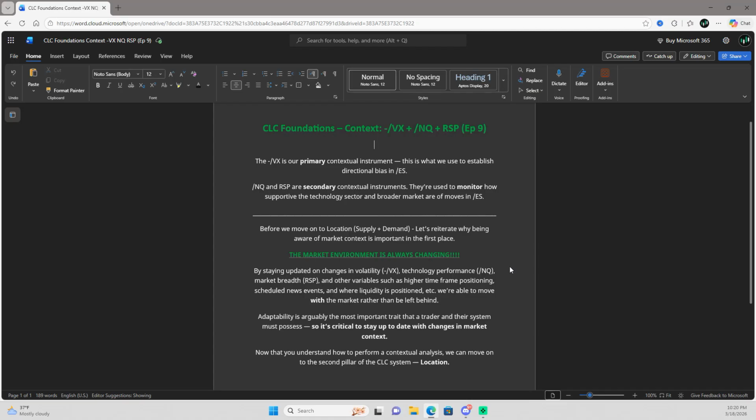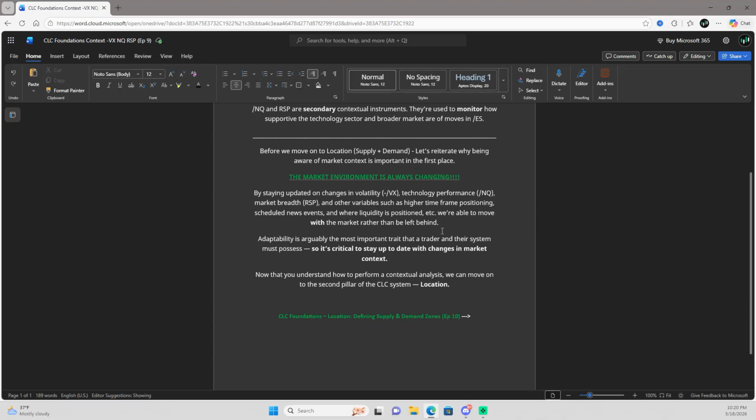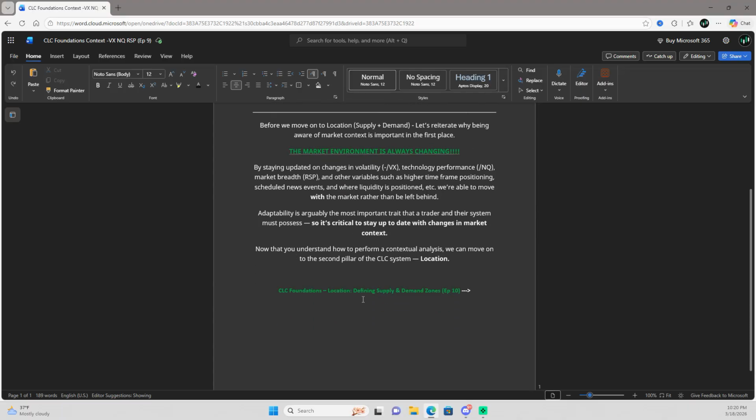So if you guys find yourself still needing a refresher on the hierarchy of the contextual tools that we use within our contextual analyses, or if you want a refresher on why it's important for us to be doing these contextual analyses in the first place, then go ahead and stick around with me till the end. If you guys have got those things squared away, then go ahead and move on to the next video. In the next video, we move on to the second core pillar, location, where we define supply and demand zones.